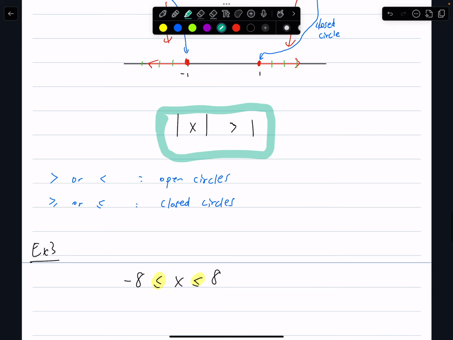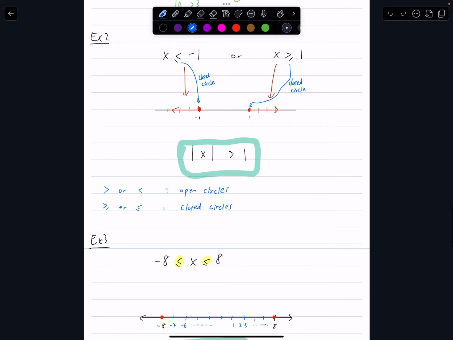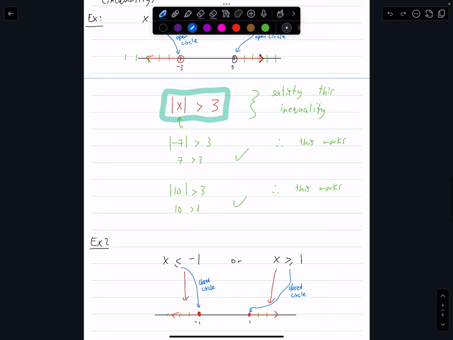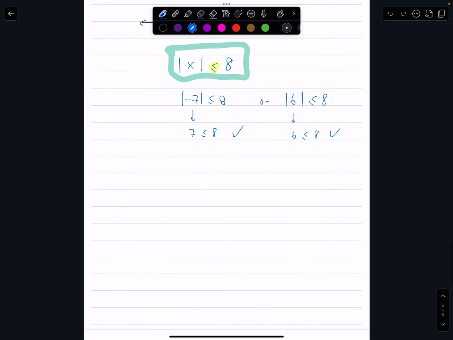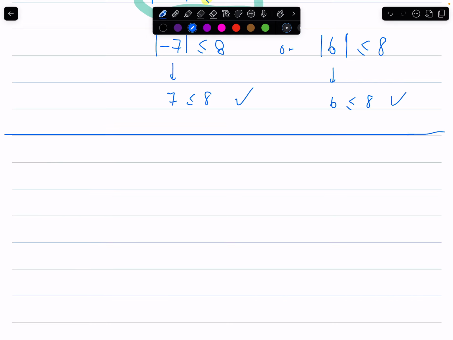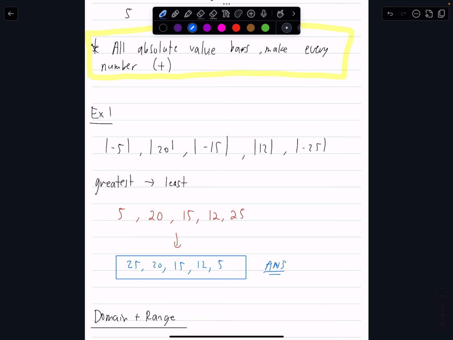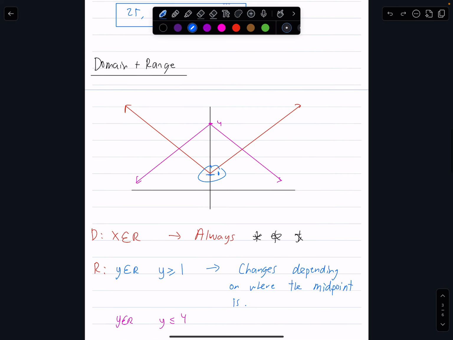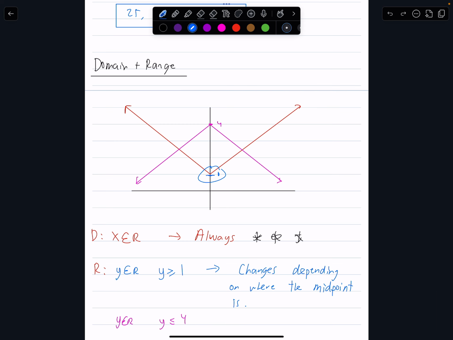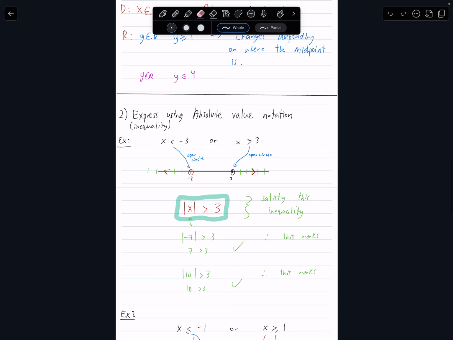And the second thing you want to consider is the notation. Open circles versus closed circles. Okay? So this is a specific type of question that they're going to ask you in this type of lesson. Let's go on to the next type of question. So remember, the first type we had was what? The first type we had was find the absolute value and arrange them from greatest to least. So what we did over here. That was the first type of question. The second type of question, domain and range. The third type of question is express using absolute value notation the inequality.